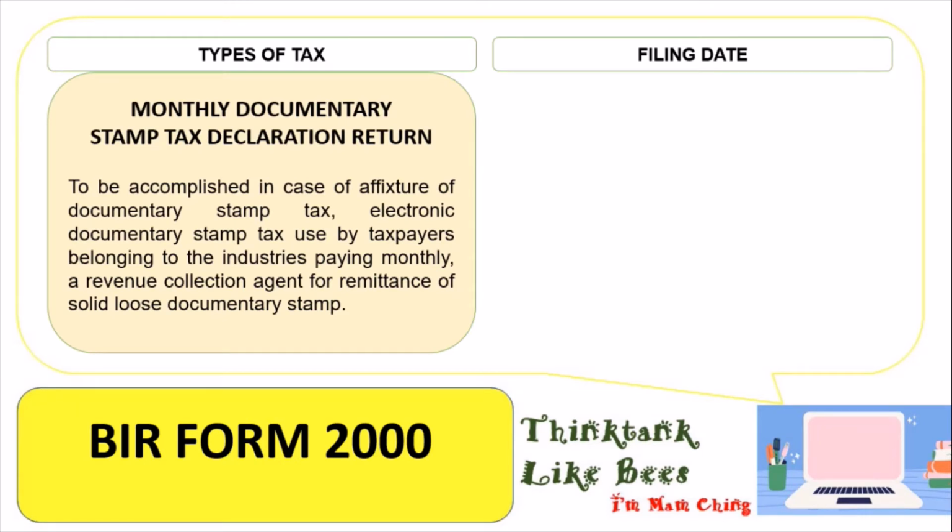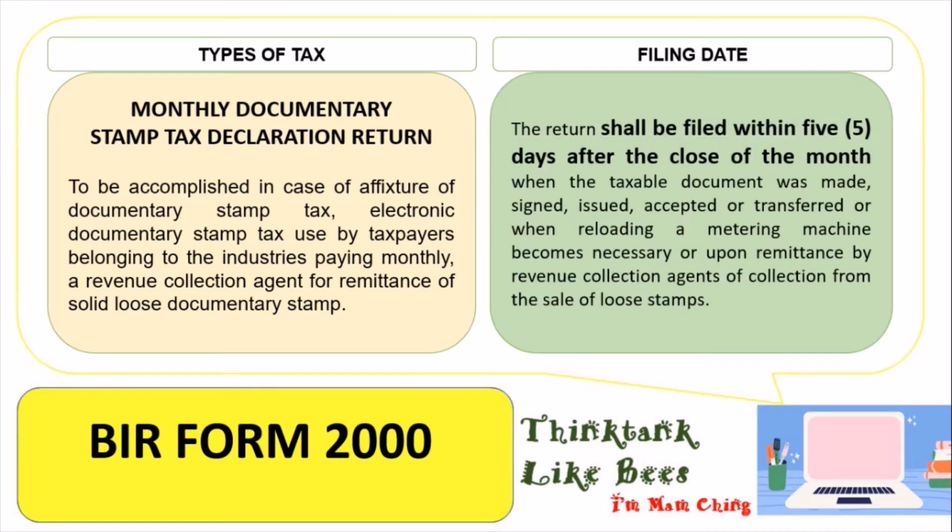Next, we have the BIR Form 2000. It is what we call the monthly documentary stamp tax declaration return. It is to be accomplished in case of a fixture of documentary stamp tax, or electronic documentary stamp tax used by taxpayers belonging to the industries paying monthly through a revenue collection agent for remittance of sold loose documentary stamps. The return shall be filed within 5 days after the close of the month when the taxable document was made, signed, issued, accepted, or transferred, or when reloading a metering machine becomes necessary, or upon remittance by the revenue collection agent of collection from the sale of those stamps.